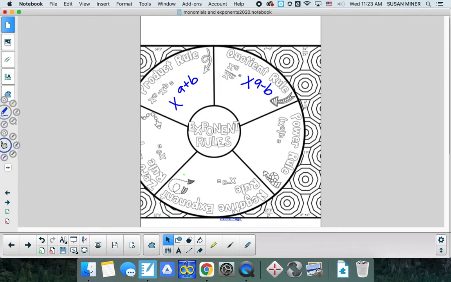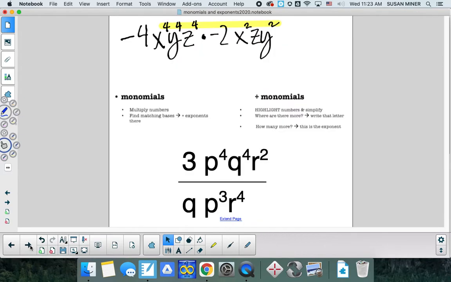Now, my rule here is to make sure, is there more in the top or the bottom? Because wherever there are more, that's where I want my letter to be. So that's kind of the key, and that's going to be the place where maybe we get stuck. I see a lot of students make mistakes right there because they're not checking where there's more exponents. Because I want to know if that's going to end up in the numerator or the denominator. Okay, so we have our set rules there.